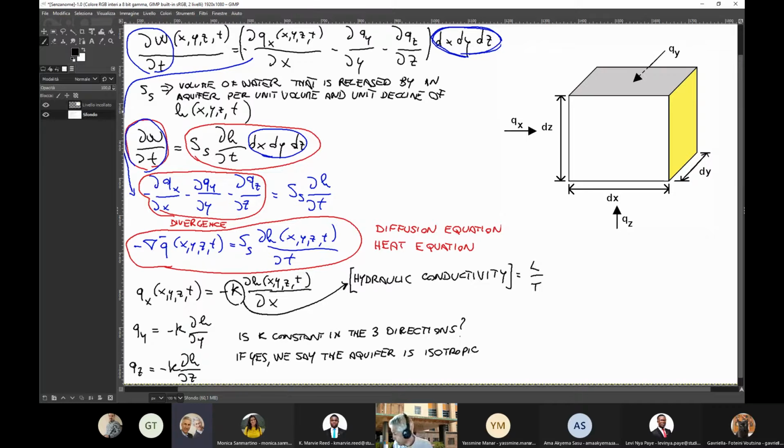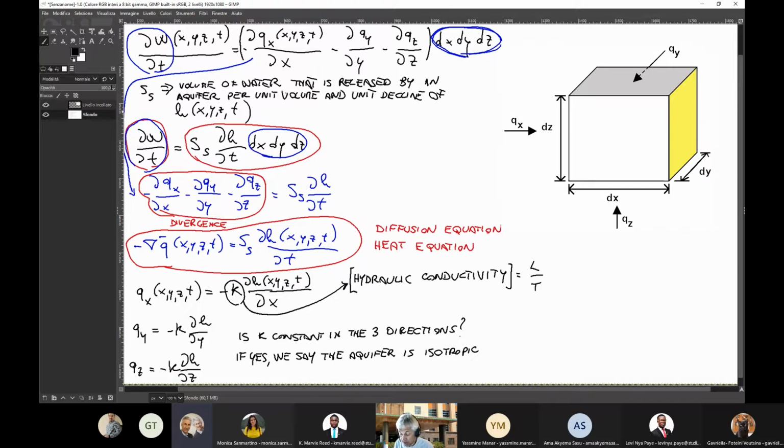And so isotropic means that you have the same hydraulic conductivity in the three directions of space. And let's assume that our aquifer is isotropic, but let's also say that it may happen that it's not. Of course, if you work in a real situation, it's likely that it's not isotropic, but let's assume for now, for simplicity, that it is.